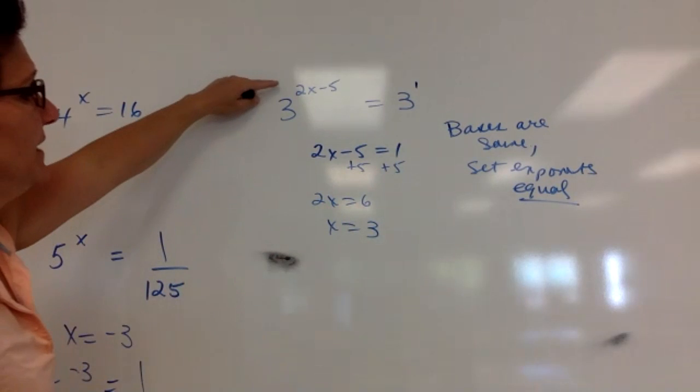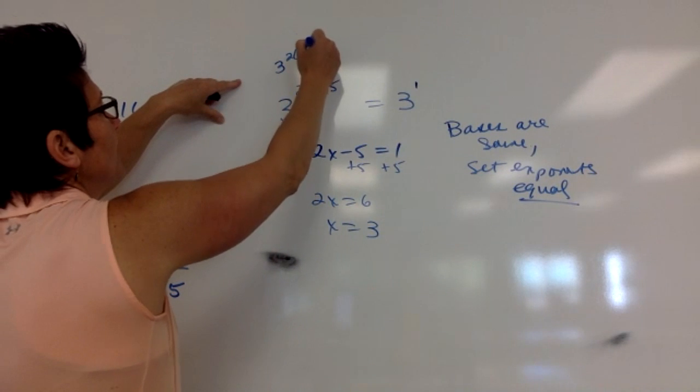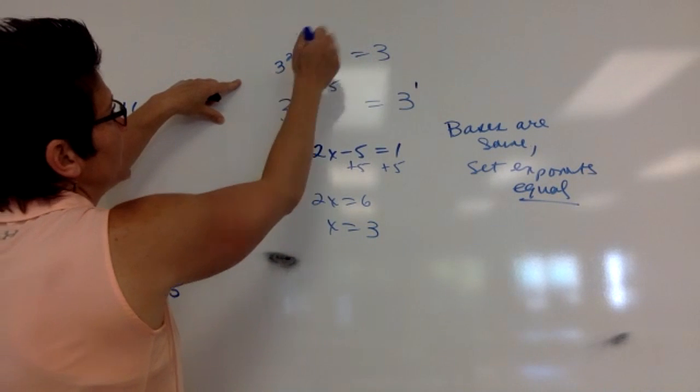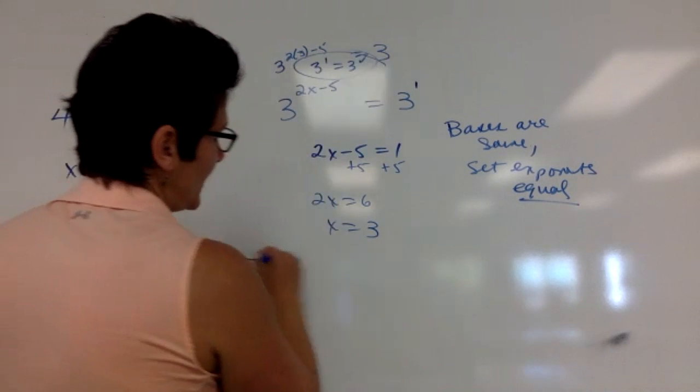And we can check to see if that makes sense, because if we do 2 times 3 minus 5, does that give us 3 over here? 2 times 3 is 6, minus 1 is 5, and that does give you 3 to the first, which is equal to 3. So it does work out.